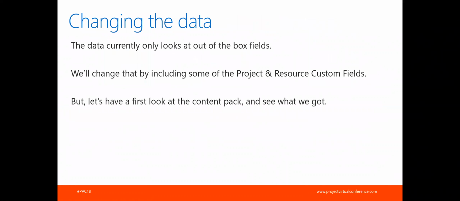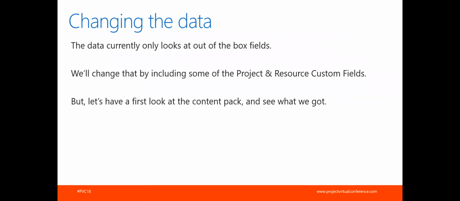Next step, what are we going to do? We're going to change the data, because the data currently only looks at out-of-the-box fields within Project Online. We'll change that and include some project and resource custom fields. But first, let's have a look at what the content pack has and see what we already got there.